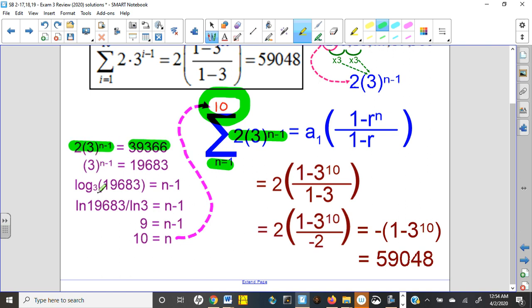I divided by 2. I converted it into a logarithmic equation. The base this time is 3. The argument is 19,683. Traditionally, you guys have to use the change of base formula to do this. But you guys don't have to do that. You should be able to enter it just like this: log base 3 of 19,683. Let's try that out.